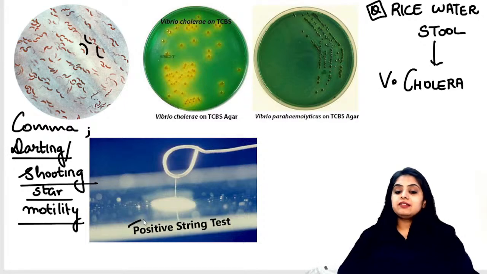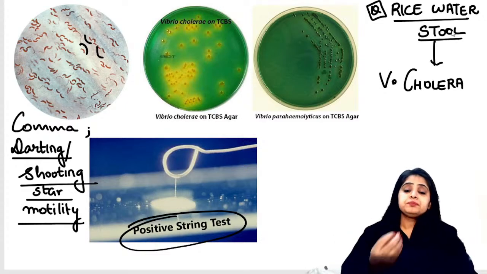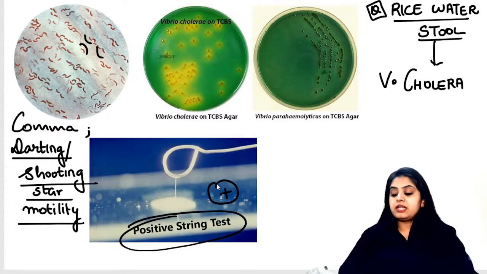Okay, and what test comes positive with Vibrio? See, rice water is just like water, water is liquid, right? So the sample that I get is a stool sample, absolutely watery. I can convert it into a string. It is going to show me a positive string test.